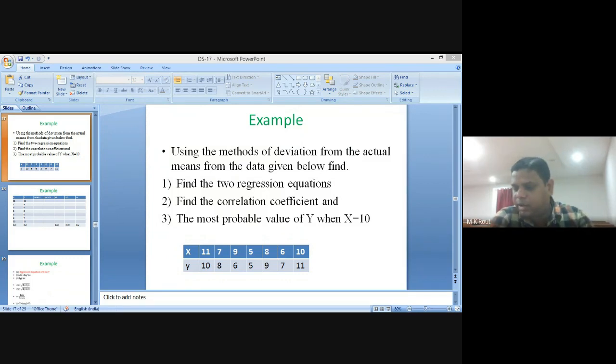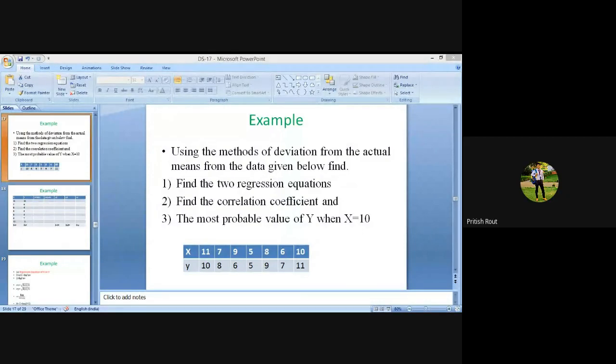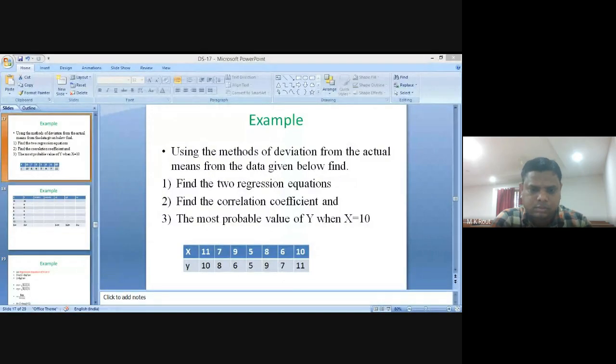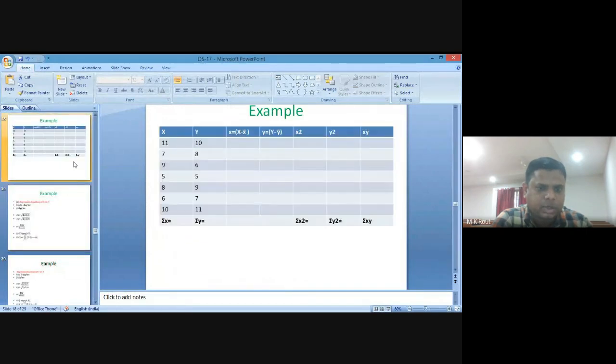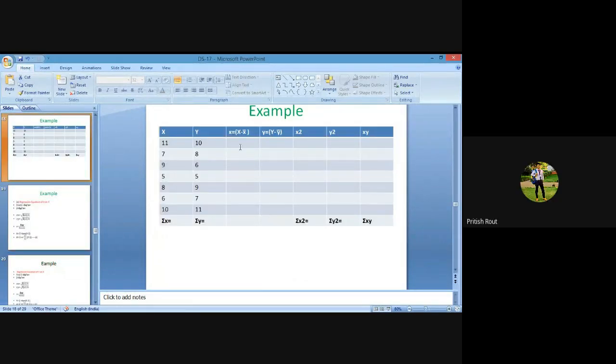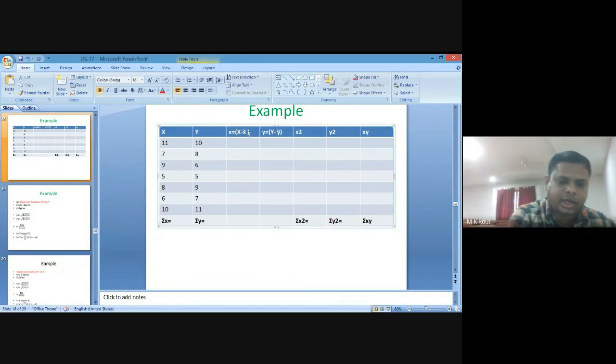Pratyush Parida, what is the value of your sigma x? Pritish Raut, what is the value of sigma x? Sir, I think it's 8, sir. Okay, for your convenience, I will show that particular one. Better you calculate this one. Clear? So here x bar equals 8, y bar equals also 8.